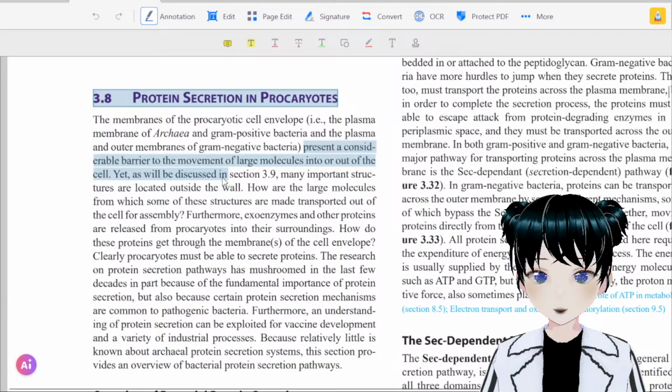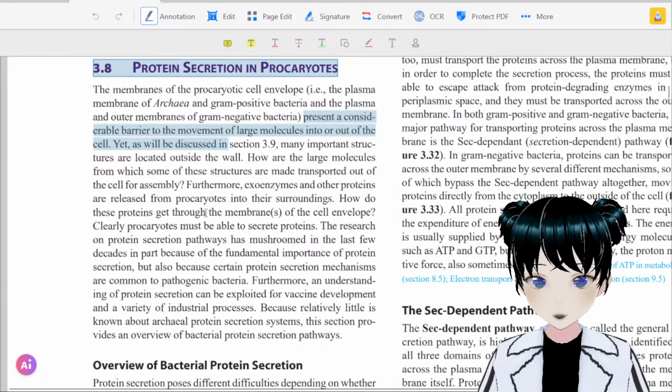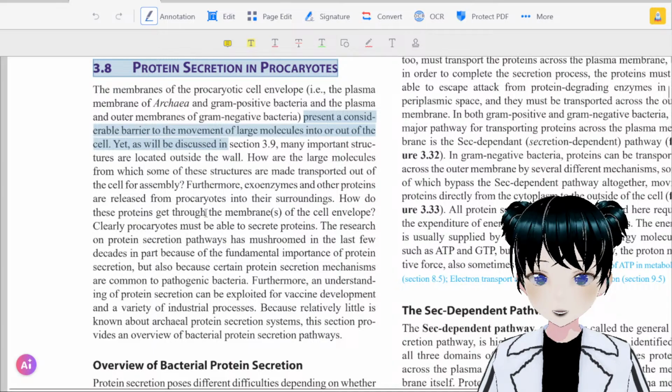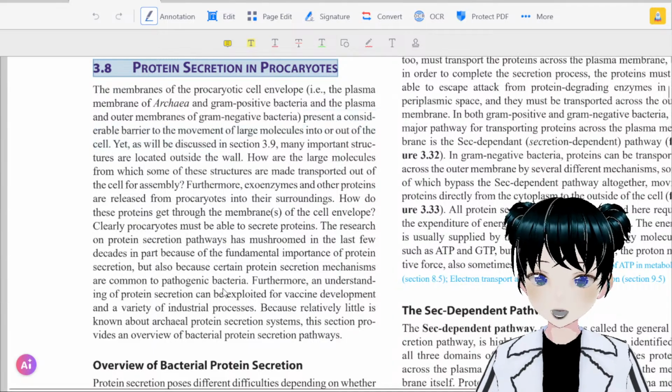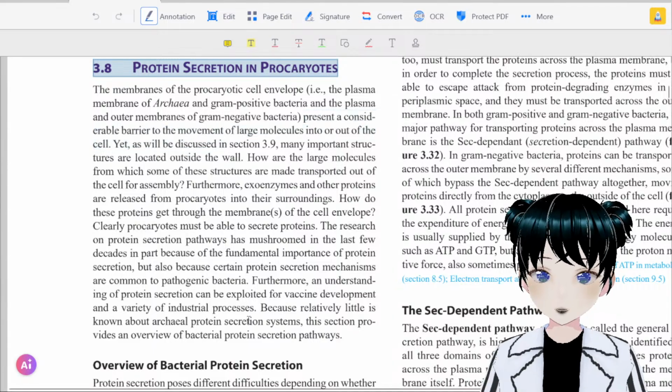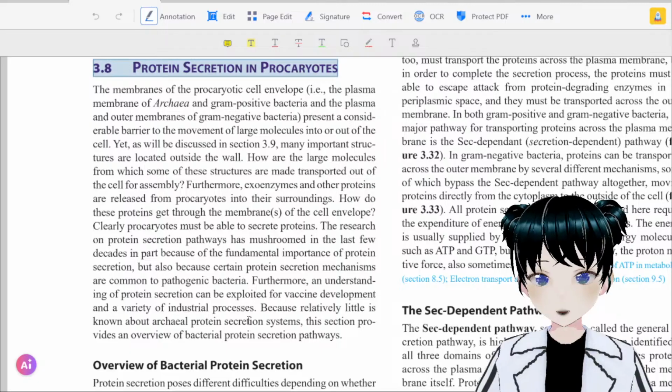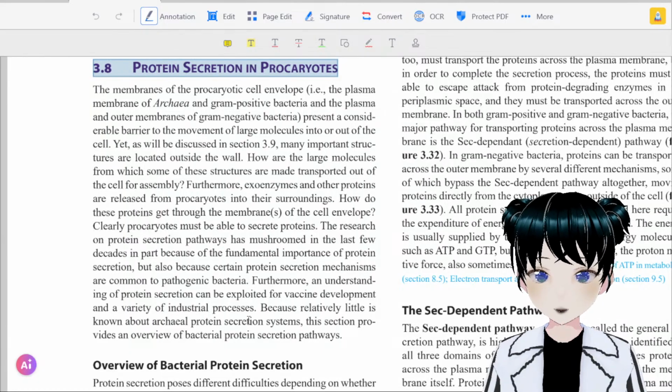So they are talking about the proteins. By the way, when we study the secretion pathways, type 1, type 2, type 3, they only talk about proteins going outside. We don't talk about it going inside, because I think for the inside there are different channels.